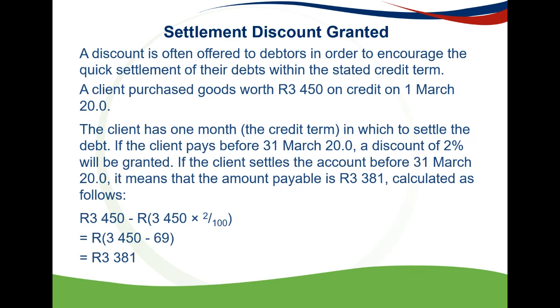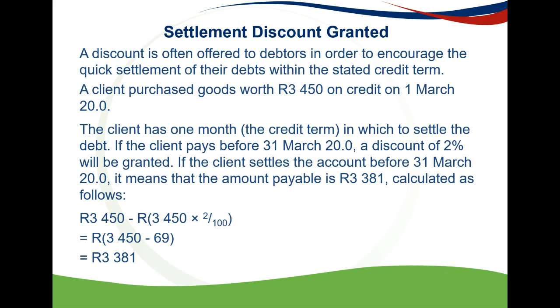Now, if we look at this example, a client purchased goods worth 3,450 Rand on credit on 1 March 2020. The client has 1 month, that's the credit term in which to settle the debt. If the client pays before 31st of March 2020, a discount of 2% will be granted. If the client settles the account before 31st of March 2020, it means that the amount payable is 3,381 Rand, calculated as follows.